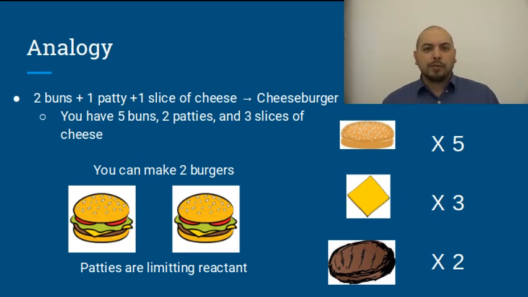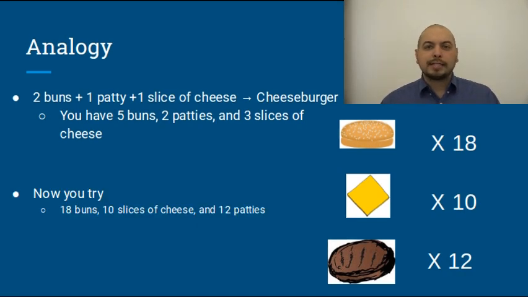We're going to do it again with a similar analogy, and I want you guys to solve it. So now we have 18 buns. We have 10 slices of cheese, and we have 12 hamburger patties, and I want to find what is the limiting reactant. I want you guys to try this one. So pause the video, take a second, see if you can predict how many cheeseburgers can be created from each number of these ingredients. Then identify the limiting reactant based off of the one that produces the least number of cheeseburgers. So take a second, pause the video. When you get an answer, or get stuck, come back and we'll look at it together.